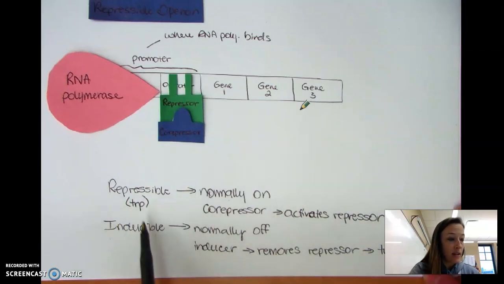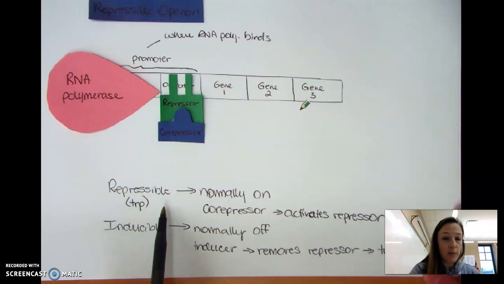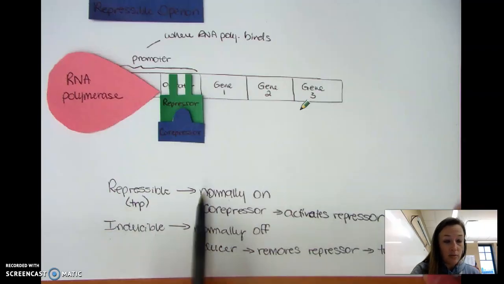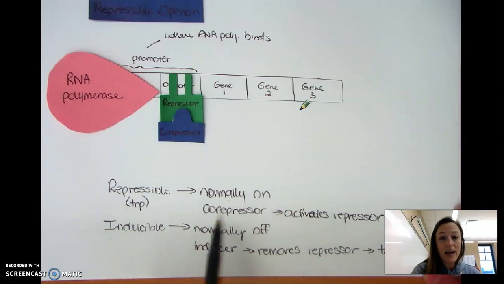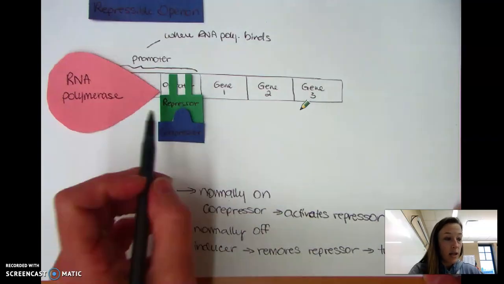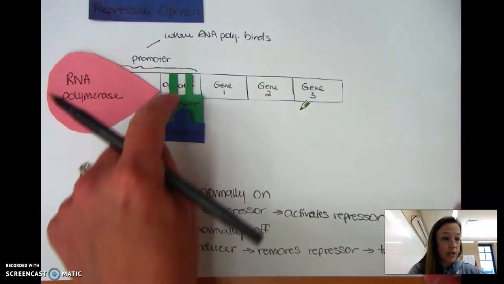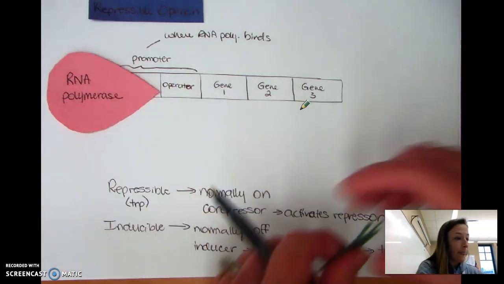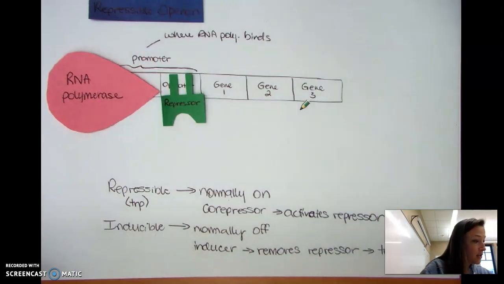Okay, so a tryptophan operon is one that produces enzymes that make tryptophan, which is necessary for life. So that's why they want to normally keep it on. But then when they're getting it for free, they want to be able to turn it off, and that's what they do, using tryptophan as the co-repressor to activate the repressor. Okay? Now let's look at an example of an inducible operon.